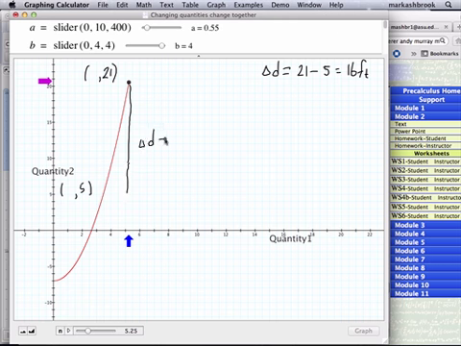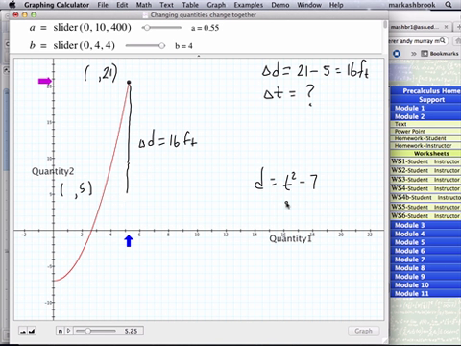Our delta D now is 16. This corresponding change in time, so what is it? We got D equals T squared minus 7. So I'm going to put 16 in for D, and I'm going to solve for T, and that'll give me this corresponding change in time, right?